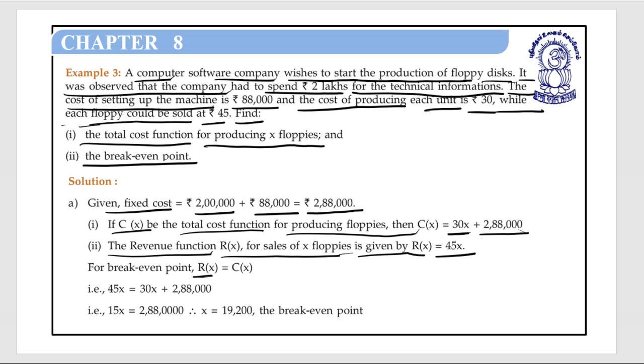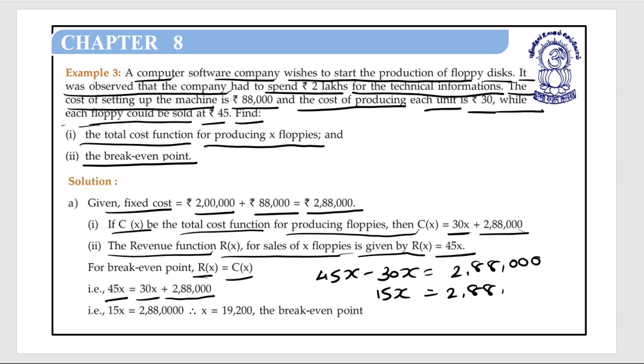For break-even point, R of x is equal to C of x. So 45x is equal to 30x plus 2,88,000. 45x minus 30x is equal to 2,88,000. 45 minus 30 is 15x. So x is equal to 2,88,000 divided by 15. So the answer is 19,200, the break-even point.